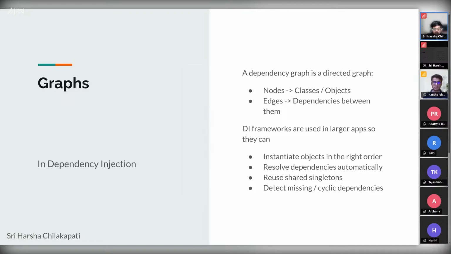They help us instantiate objects in the right order. Then they resolve dependencies automatically. Let's say you create some classes for connecting to the API. Then in multiple screens, you just specify you need that API, and your dependency injection framework will automatically find that API object and assign it here.